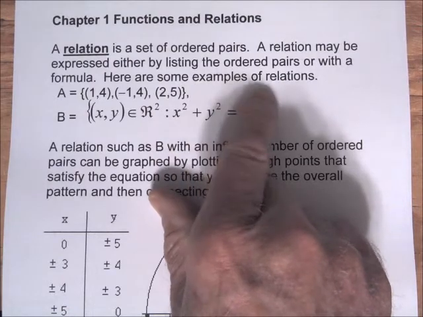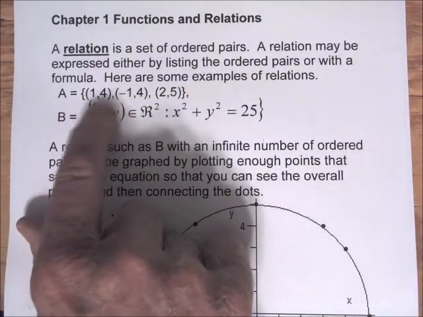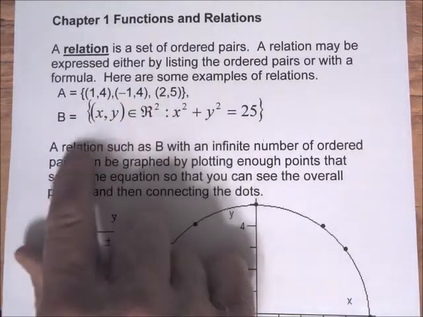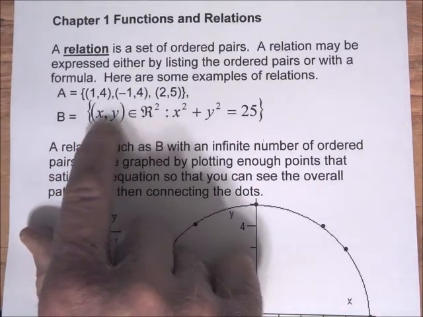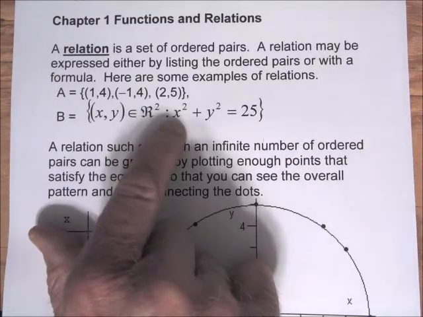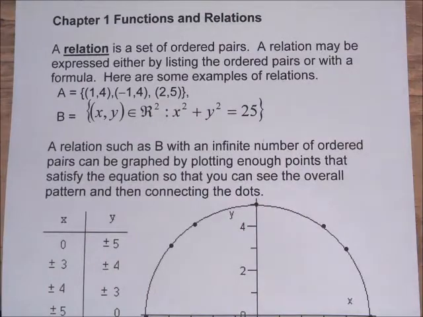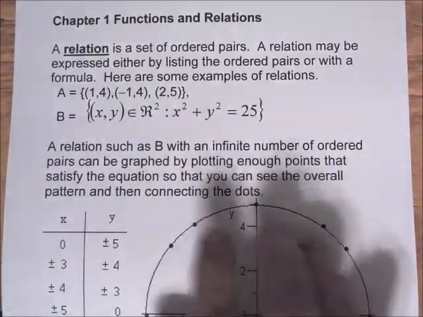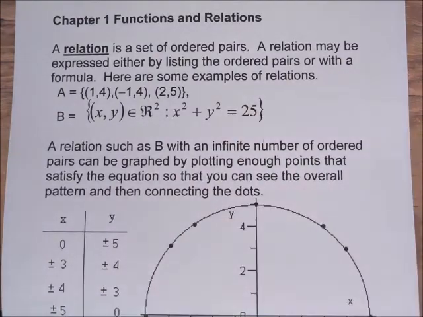So here's some examples of relations. The relation A is a set of three ordered pairs: (1, 4), (-1, 4), and (2, 5). The relation B is an infinite set of ordered pairs. It's a set of all ordered pairs (x, y) with real coordinates such that x squared plus y squared is equal to 25. And you may recognize this equation from pre-calculus. This is actually a circle with radius 5 and centered at the origin.